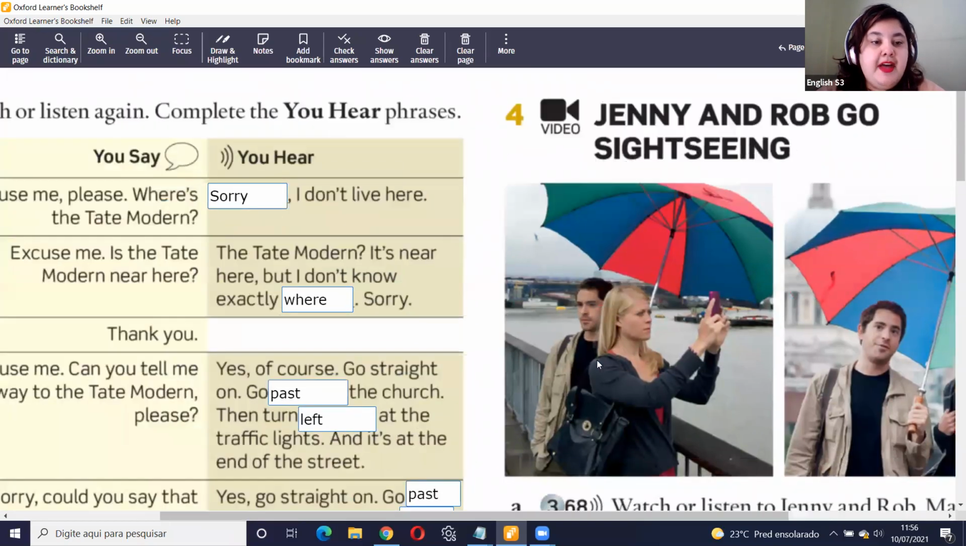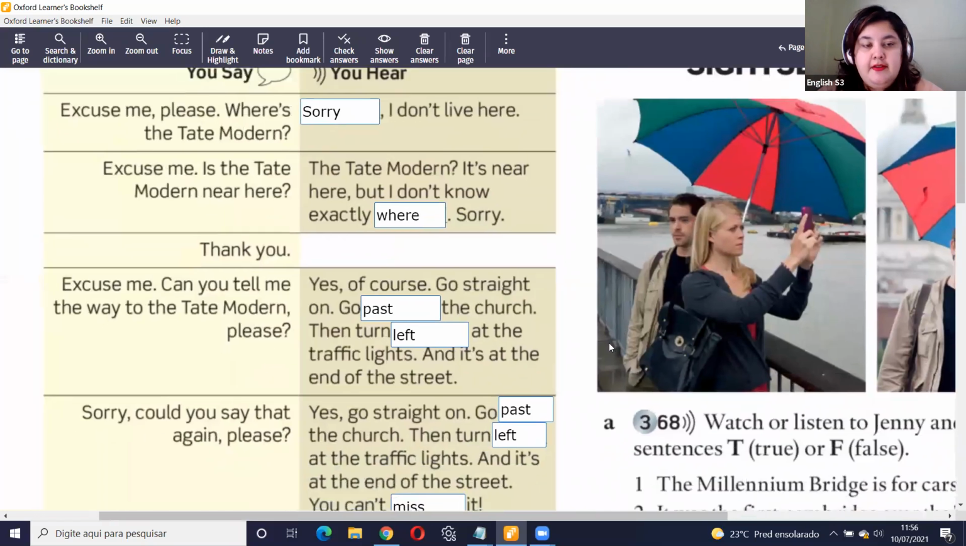And here we have ways to ask where things are. Então, um jeito polido de perguntar as coisas é "excuse me", para começar, e depois "can you tell me the way to the Tate Modern?" "Where is the Tate Modern, please?" "Excuse me, is the Tate Modern near here?"